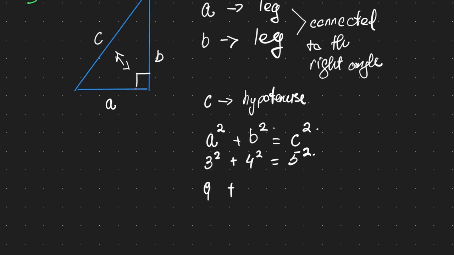As you remember, we squared the 3, which was 9, squared the 4, which was 16, 9 plus 16, the same thing as 5 times 5 equals 25. And that is the gist of your Pythagorean theorem.